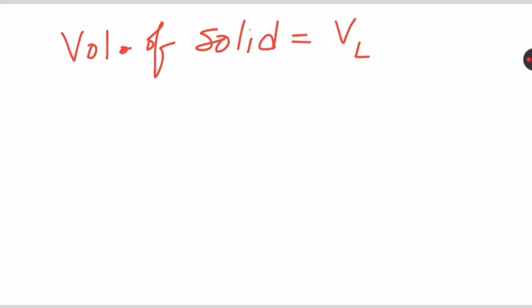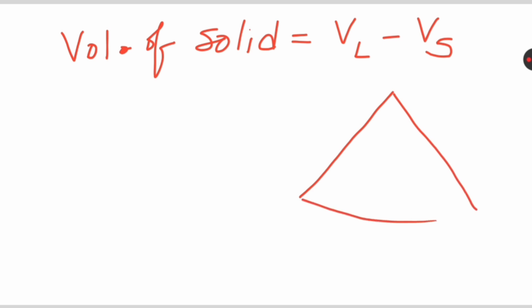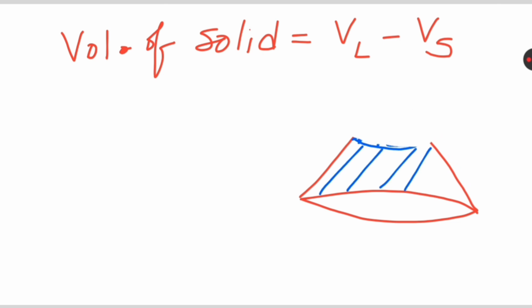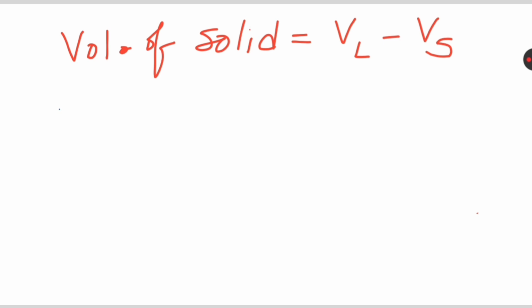So how can you get the volume of the solid? From the volume of the larger cone, if you subtract the volume of the smaller cone, then we are going to get the volume of the solid, isn't it? So that's why I'm doing VL minus VS, volume of the larger cone minus volume of the smaller cone.